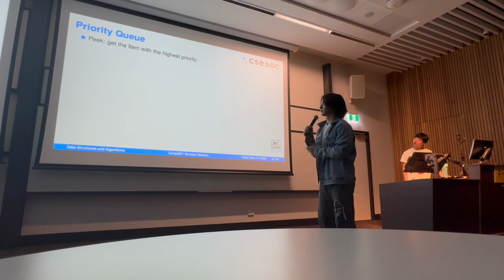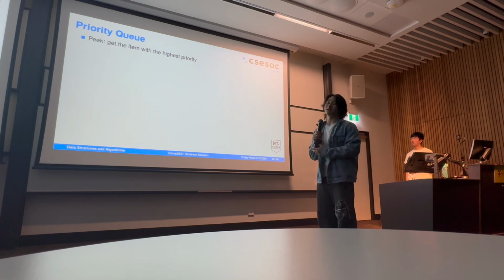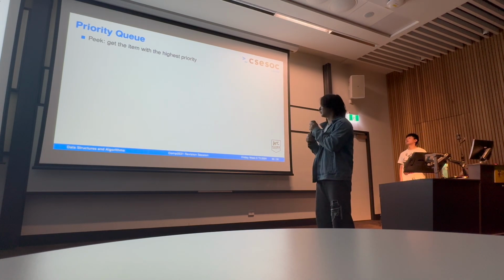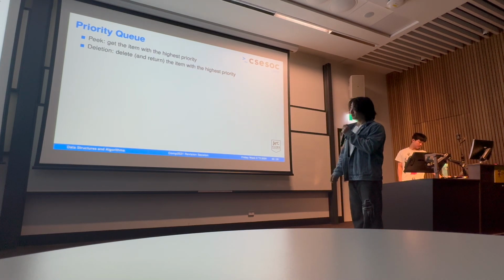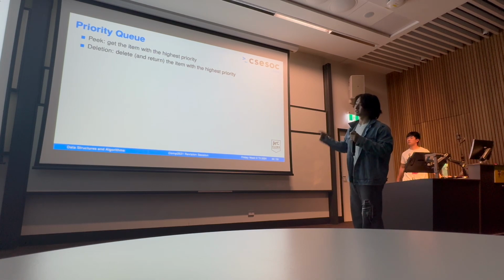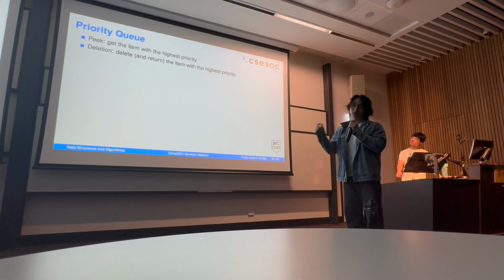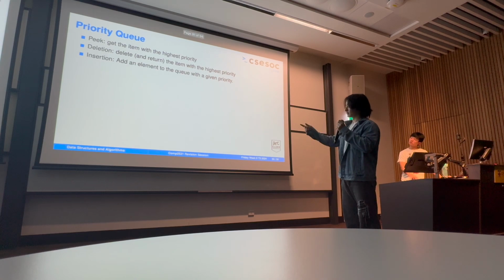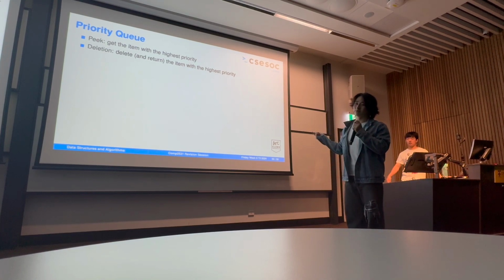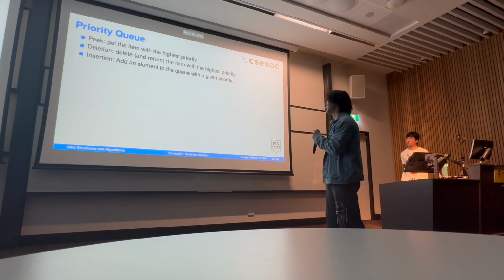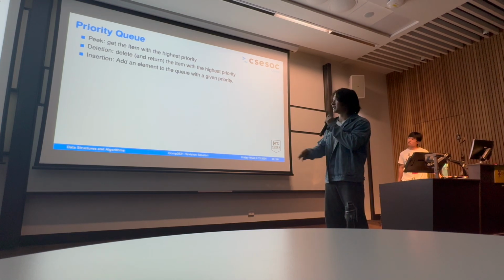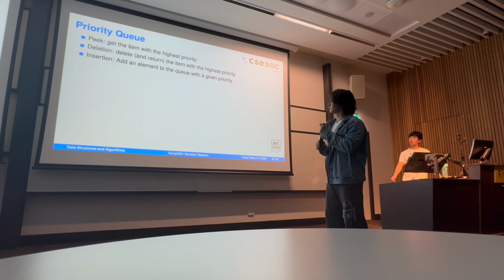So we have a few operations for a PQ. The first one is peek, where we look at the front of the queue and get the item with the highest priority. That's it. We have deletion, where we delete and sometimes return the item with the highest priority. You can always just implement it with returning it, and you can just not use it if you want. And then for insertion, we add an element to the queue with a given priority.